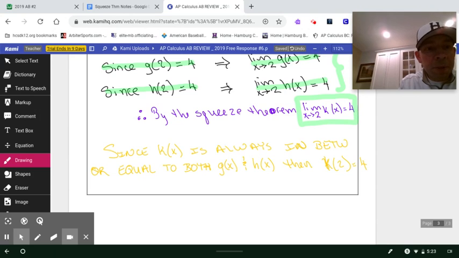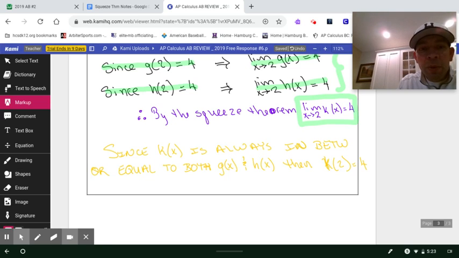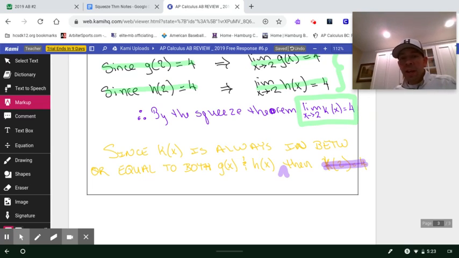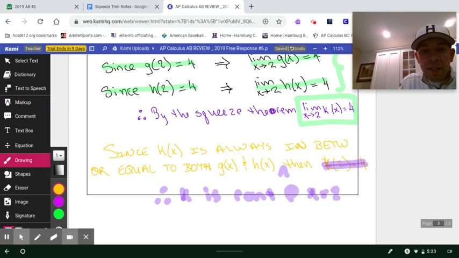So to wrap this up, all I really said at this point was, since k is always in between or equal to both g of x and h of x, then k of 2 must equal 4. You could even say, because g of 2 equals h of 2, which equals 4, then k of 2 must equal 4. Then finally, at the end of the day, we could say k is continuous at x equals 2 because the limit as x approaches 2 of k of x equals k of 2, which equals 4. Woo, there we go.